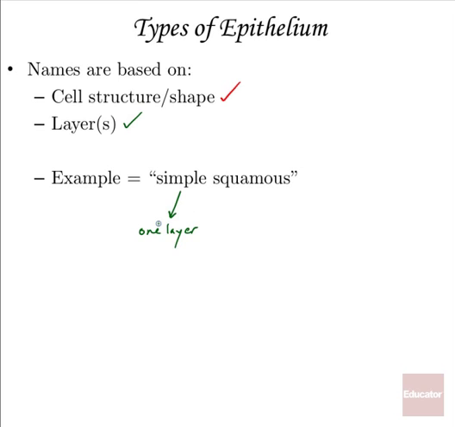Later on, you're going to see stratified as a word. So stratified is the opposite of one layer. We're talking many, many layers on top of one another. Squamous, this means round or disc-like. Yeah, so they look like that. That's a squamous cell. So one layer of round or disc-like cells. That's what simple squamous epithelium is. And you're going to see more detail about that later on in this lesson.